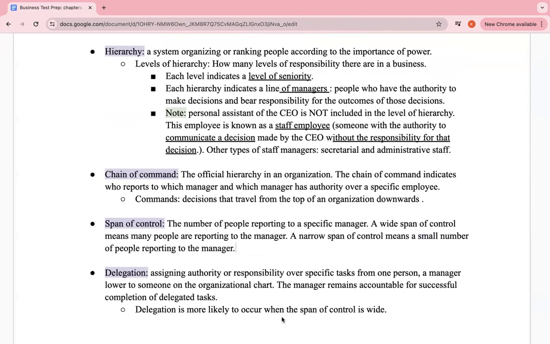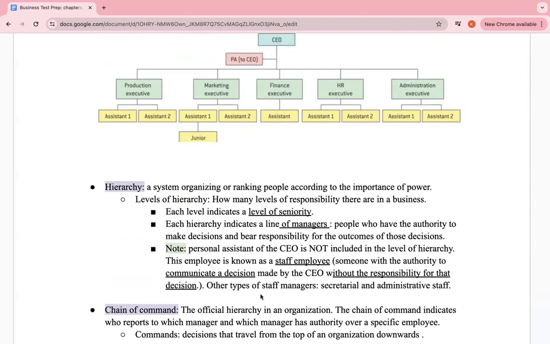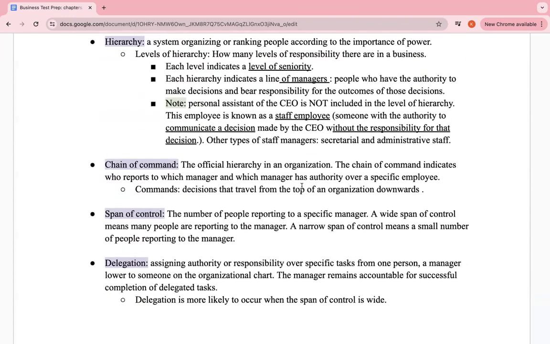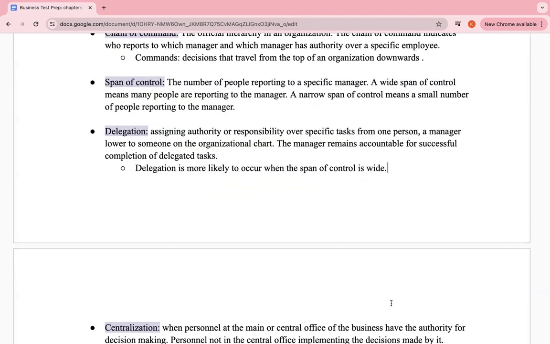So then you have delegation. Delegation is assigning authority or responsibility over specific tasks from one person, a manager, lower to someone in the organizational chart. So we're going to go back to the organizational chart. Let's say the finance executive assigns this responsibility to the assistant. So here they're assigning a task or assignment to someone lower in the hierarchy. Delegation is more likely to occur when the span of control is wide, meaning that the executive has many employees working for them or assistants or whatnot.